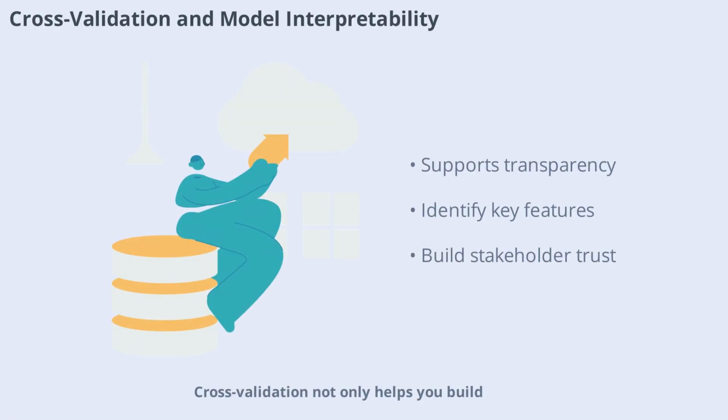Cross-validation not only helps you build accurate models but also supports interpretability. By evaluating different models and feature sets, you can identify which variables are most important and how they influence predictions. This transparency is valuable for stakeholders and helps build trust in your models.